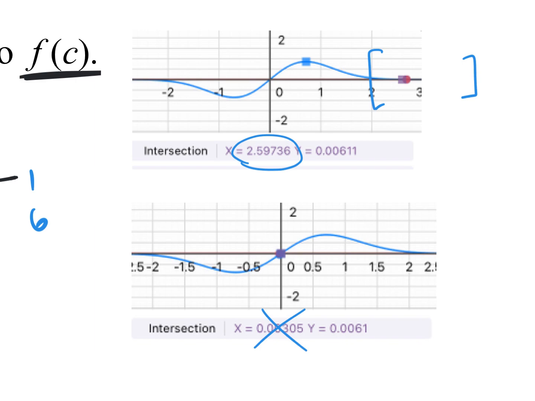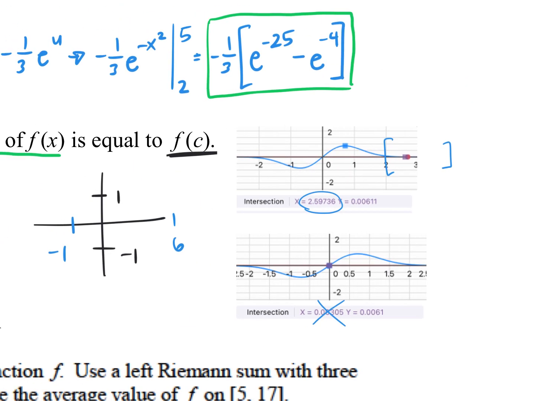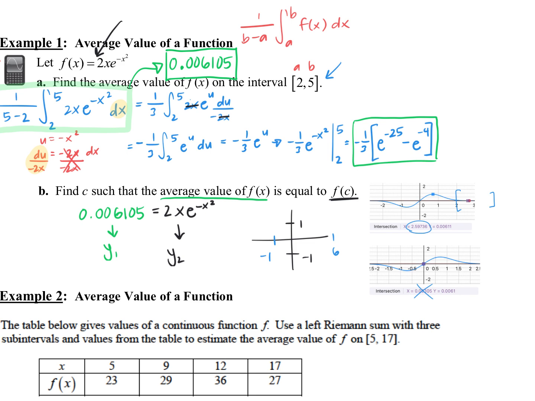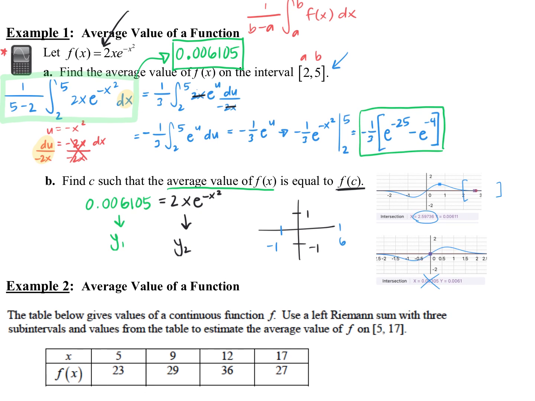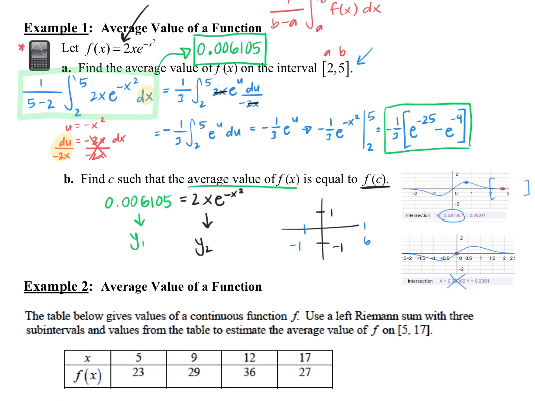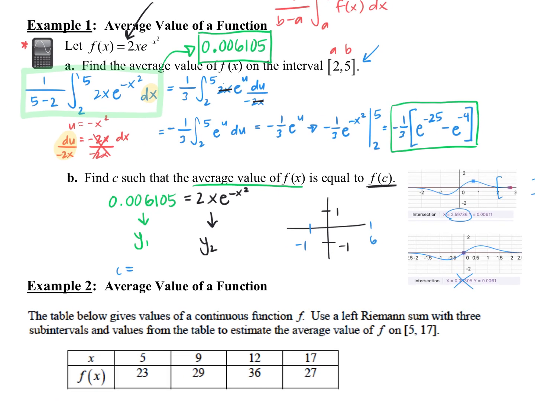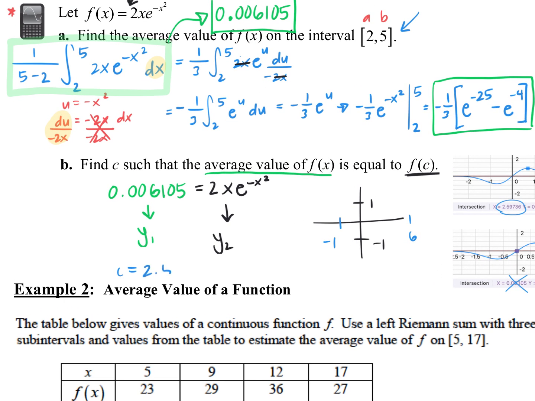Did we all get that on our calculator? Very good. Alrighty, so the c value that is going to equal our average value is when c is equal to 2.59736. Okay, give me at least 3 decimal points there. If you give me a few extra, that's fine too.